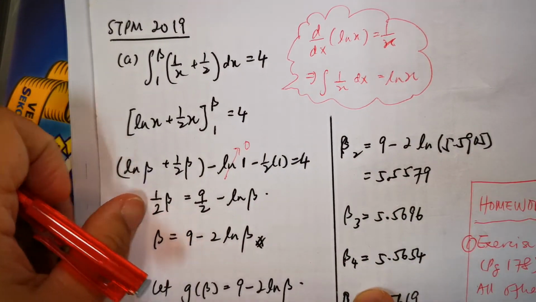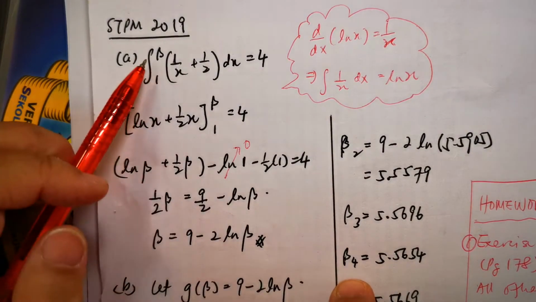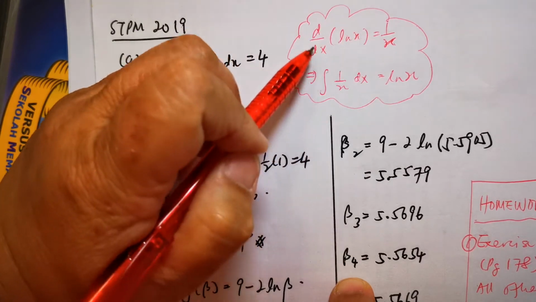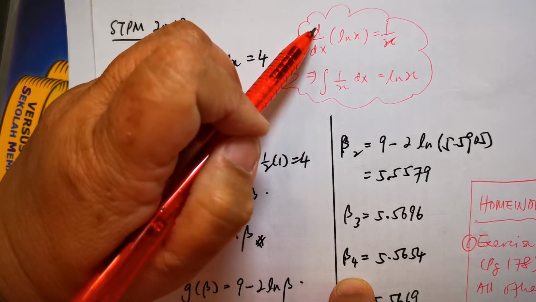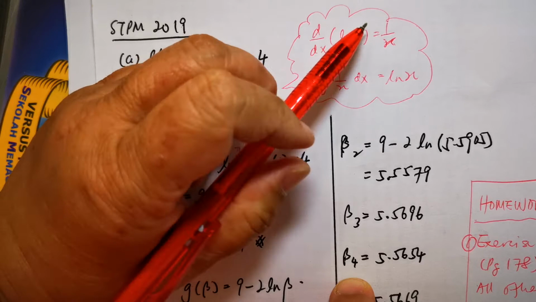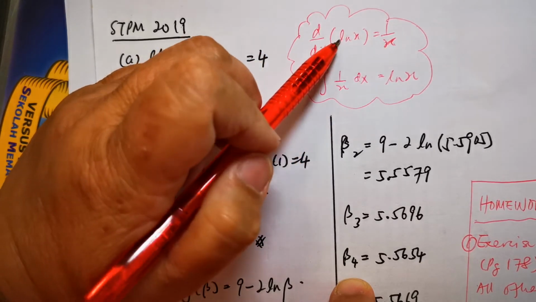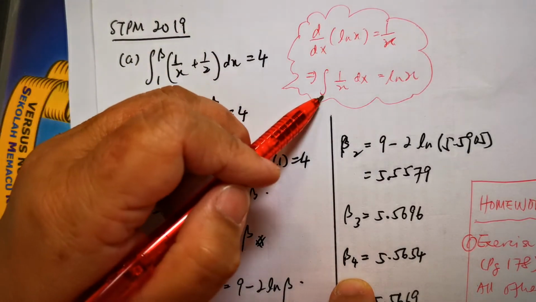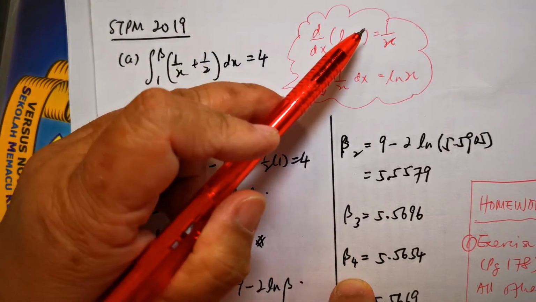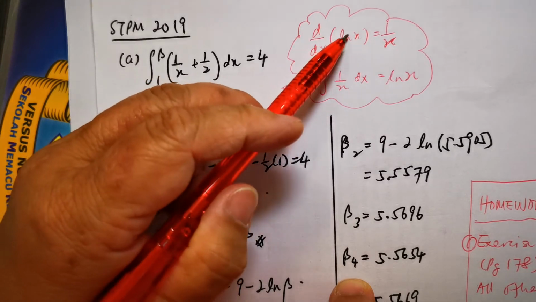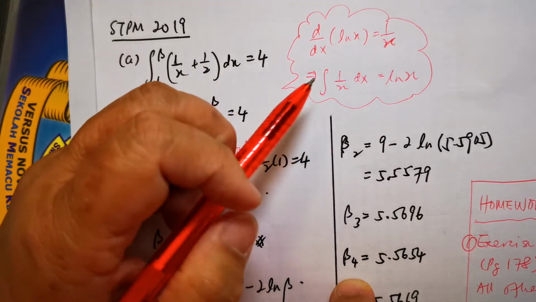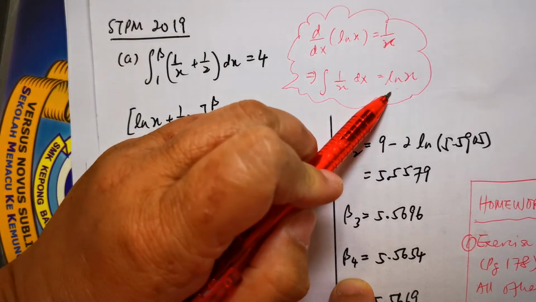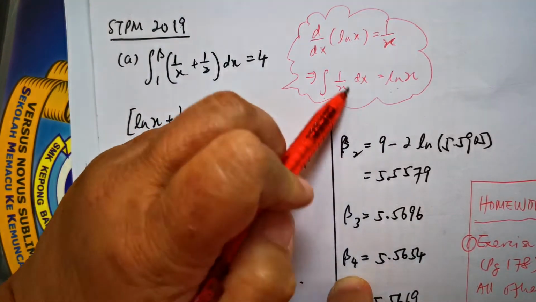First we see the integration. Before we go to this, I explain a bit of differentiation. Remember we said when we differentiate ln x with respect to x, we get 1 over x. And in Form 5 you also learned that integration is the reverse of differentiation. So if you differentiate ln x you get 1 over x, then if you integrate 1 over x you get back ln x. This is the concept that we're going to use.